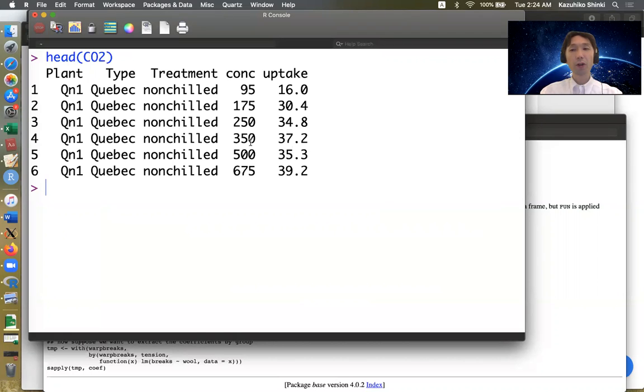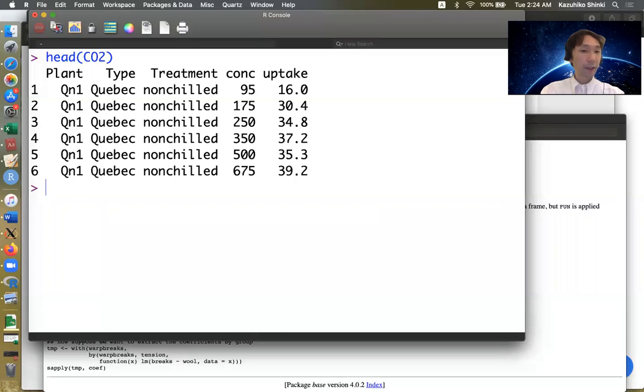So it's a controlled experiment, and we have 2 locations, Quebec and Mississippi, and we have several plants in each location, and we have treatment. So non-chilled and chilled, we have 2 categories for treatment. And CO2 concentration, this is also the control variable. And uptake, the CO2 uptake rate. This is basically the results of the experiment.